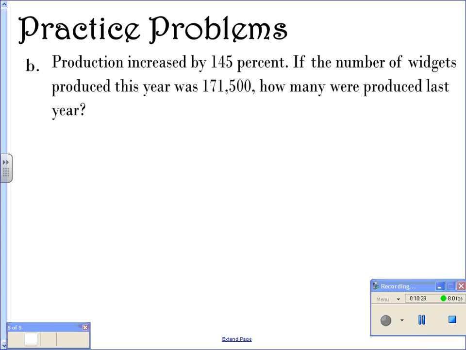Production increased by 145%. If the number of widgets produced this year was 171,500, how many were produced last year? A thingamajigger. It's just a thing. All right, see if y'all can figure out how many were produced last year.